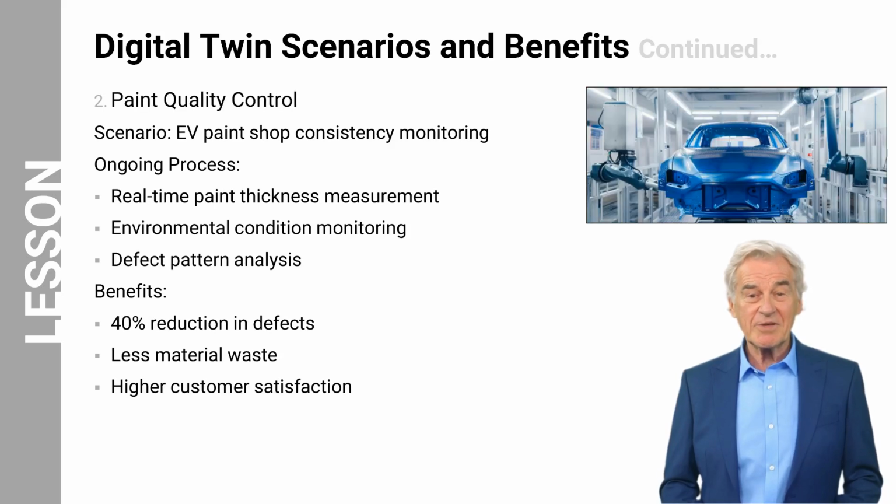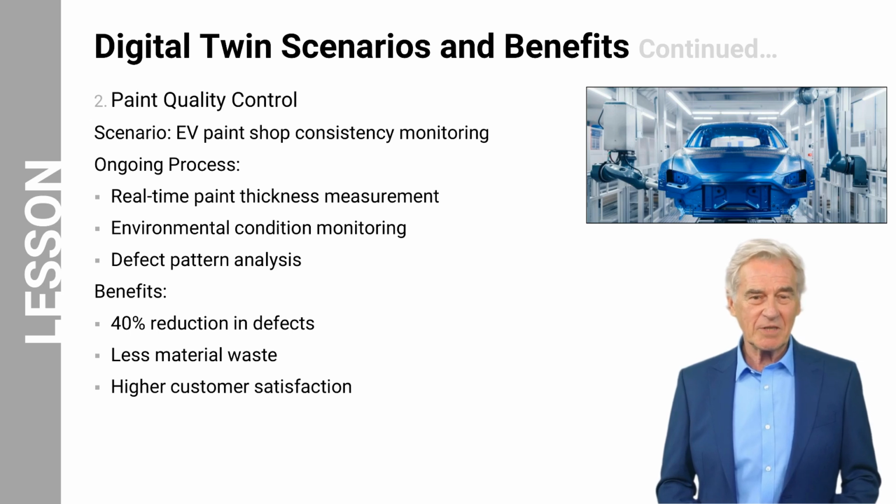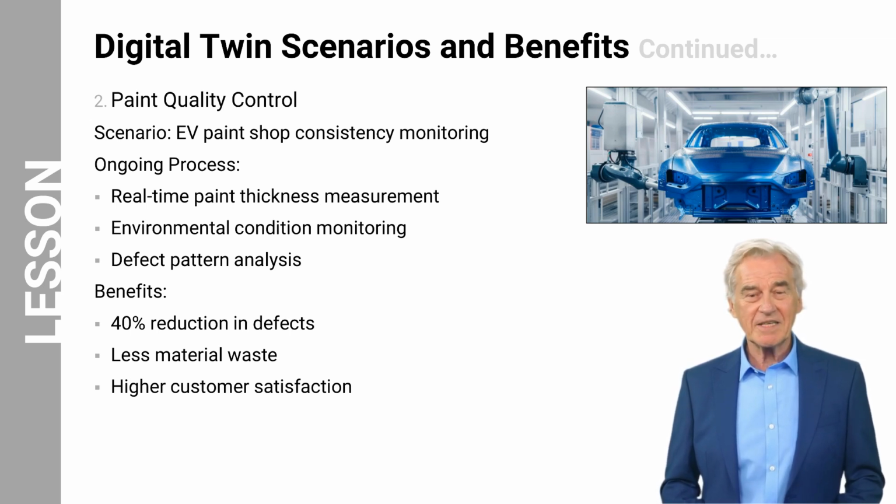In another hypothetical example demonstrating digital twin capabilities, let's look at paint quality control in an EV paint shop. When monitoring paint consistency, the digital twin system conducts real-time paint thickness measurements, tracks environmental conditions, and performs detailed defect pattern analysis. This continuous monitoring and analysis approach could potentially lead to significant improvements: a 40% reduction in defects, a considerable decrease in material waste, and notably higher customer satisfaction ratings. These outcomes illustrate how digital twin technology can transform traditional quality control processes.